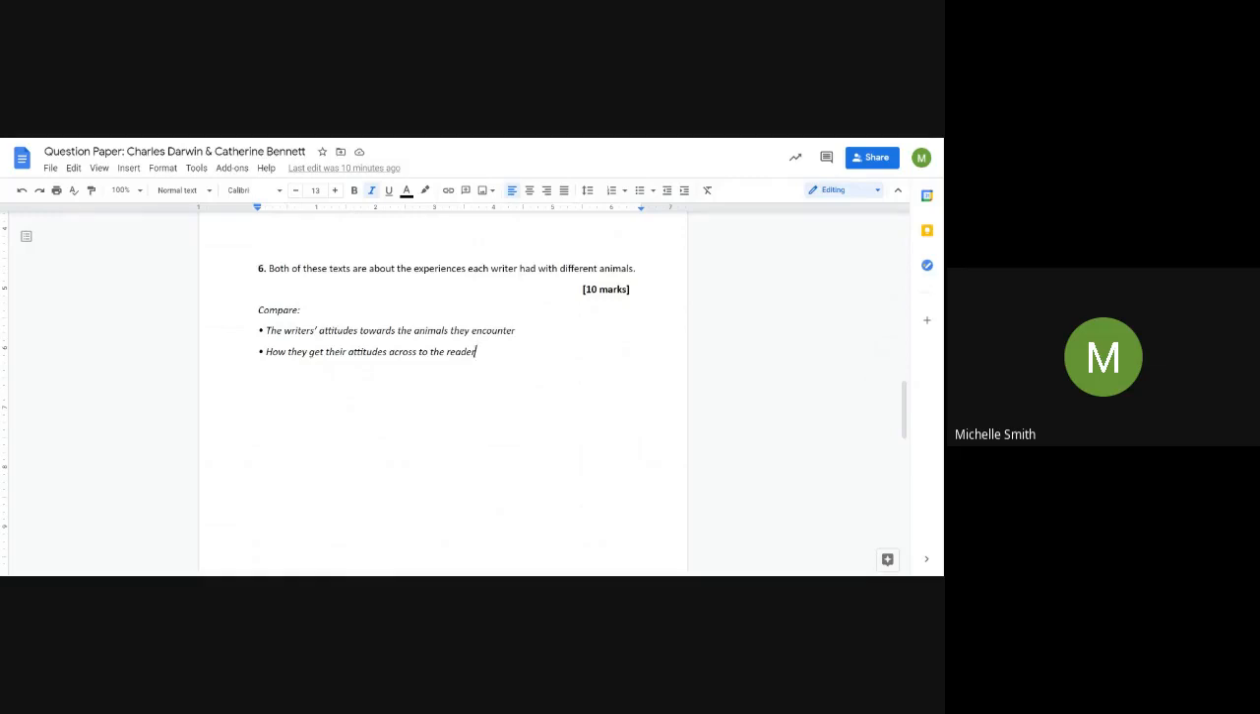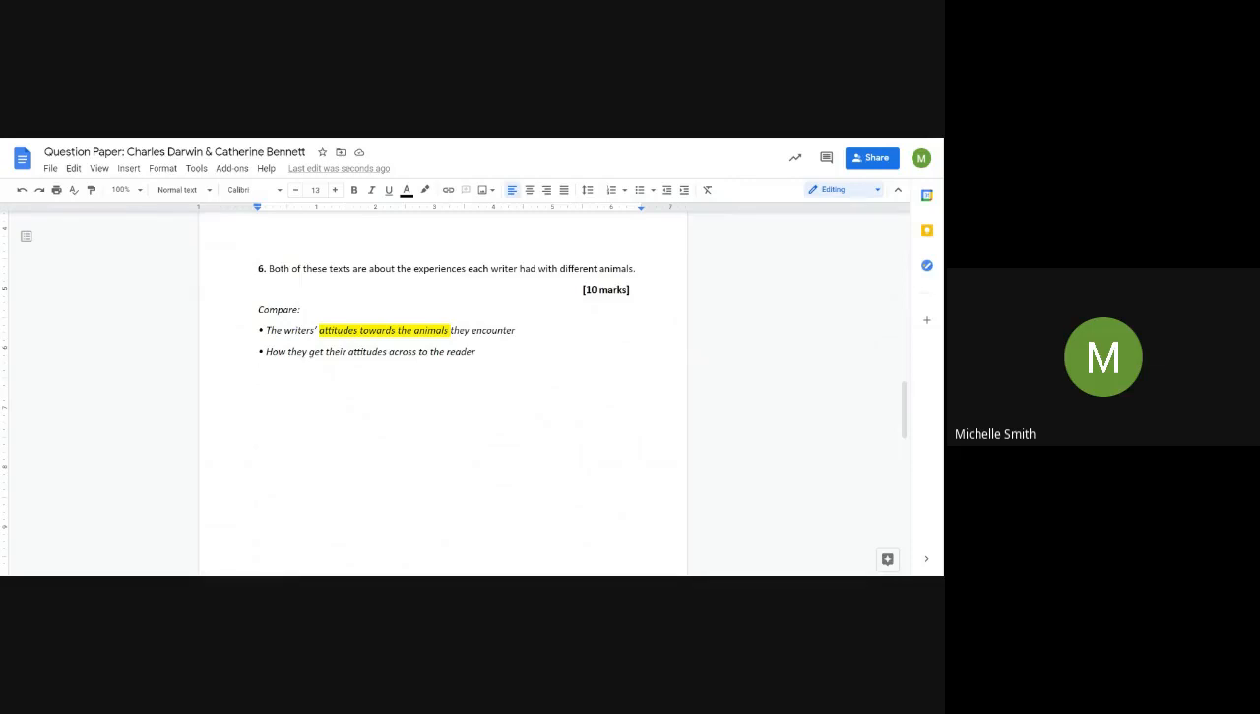Okay, the question is actually in the bullet points. It says compare the writer's attitudes towards the animals they encounter and how they get their attitudes across to the reader. So I'm just going to highlight that bit because this is what we're actually trying to answer. What are the writer's attitudes towards the animals? How are they the same or how are they different across both texts? Now, you should have read this text a few times by now if you've answered all of the questions that will come before it. So you should have a really good idea about the writer's attitudes towards these animals already.